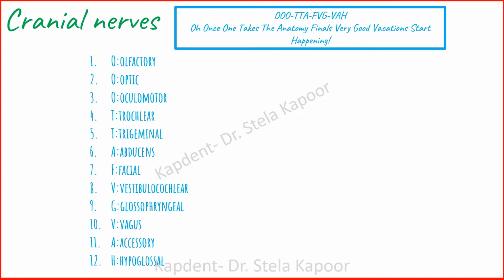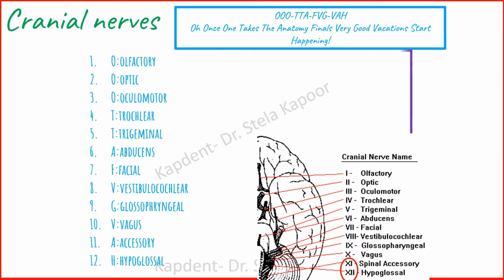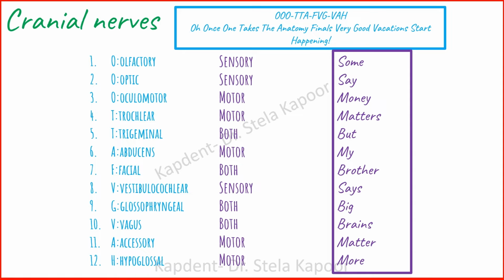You probably know that there are 12 pairs of cranial nerves, numbered based on the order they arise from the nuclei present in the brain, except for 11 and 12, which are reversed. And if you know the other mnemonic, that is, "Some say money matters, but my brother says big brains matter more", you probably know the types of cranial nerves. Therefore, the trigeminal nerve is the fifth cranial nerve, which is a mixed type of nerve. That is, it has both motor as well as sensory components.